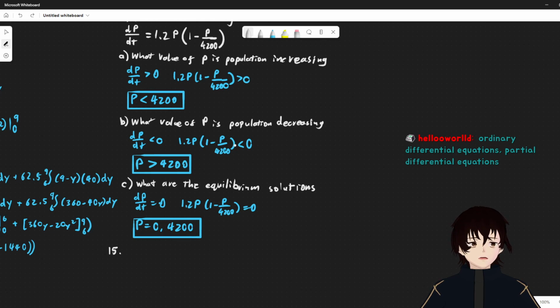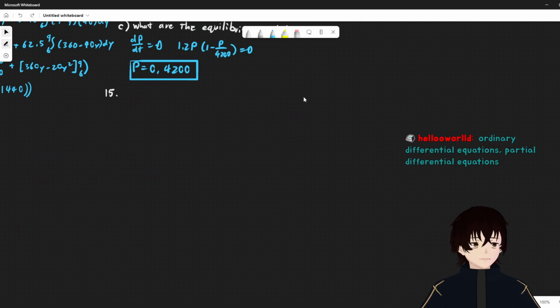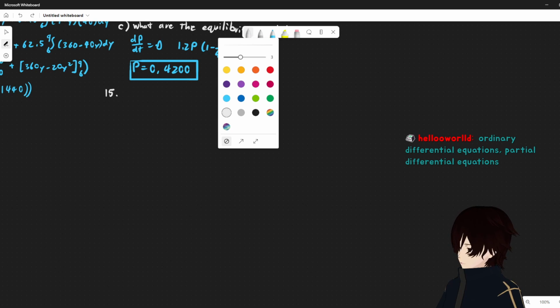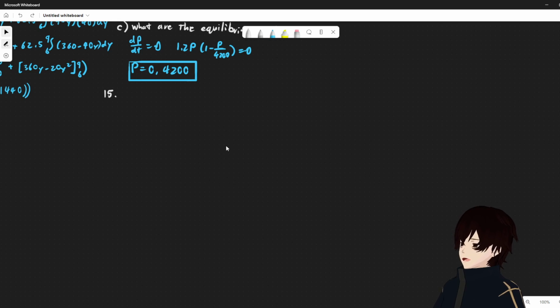Ordinary differential equation, partial differential equations. I don't think we're there yet. We have done integrating partial fractions, but that's about it. We're not quite there yet, I don't think. Now, 15 is actually the last problem for the day. And we got an entire paragraph here.